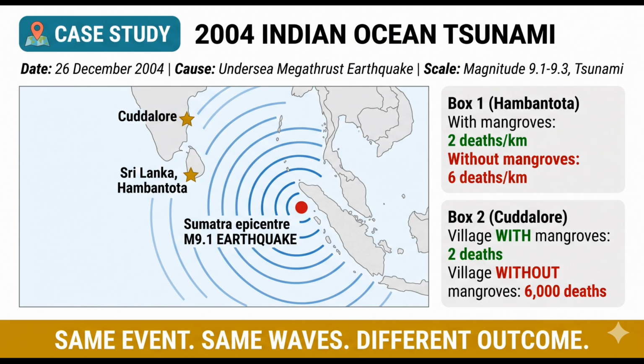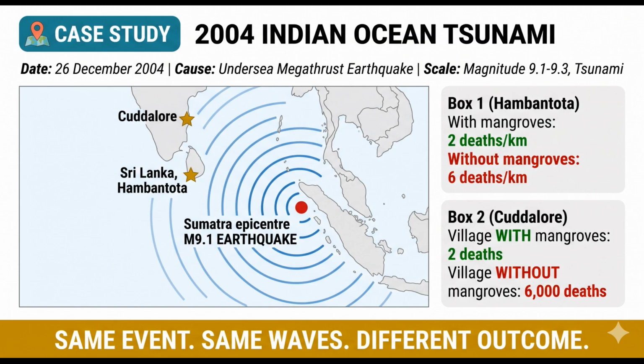After the tsunami, researchers went to the affected coastlines and mapped the damage. They found a striking pattern. Communities that were located behind intact mangrove belts suffered significantly fewer deaths and significantly less structural damage than communities in equally exposed locations where the mangroves had been cleared. The data was consistent across multiple countries.